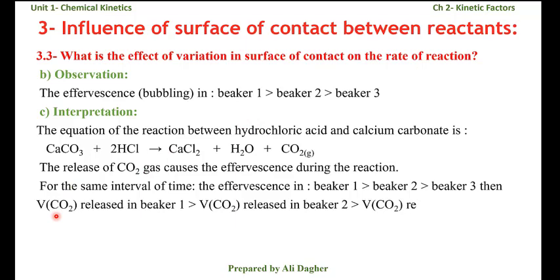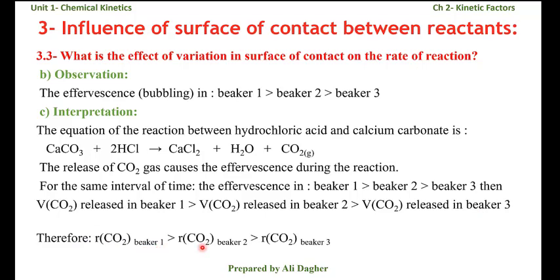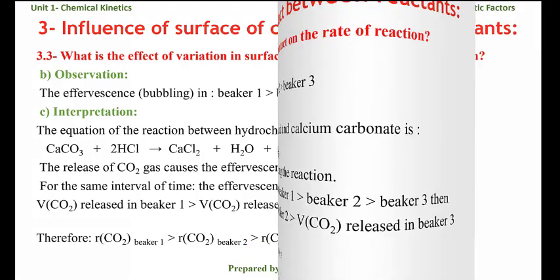Then the volume of CO2 released in beaker 1 is bigger than the volume of CO2 released in beaker 2, bigger than the volume of CO2 released in beaker 3. Therefore, the rate of formation of CO2 in beaker 1 is bigger than the rate of formation of CO2 in beaker 2, bigger than the rate of formation of CO2 in beaker 3.